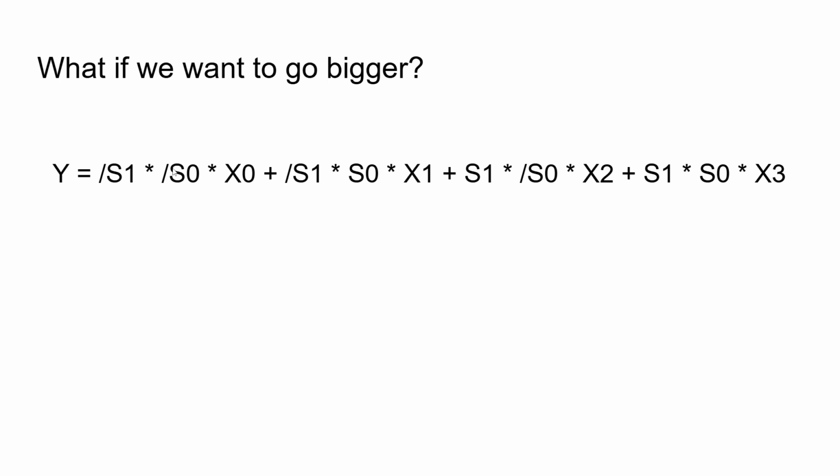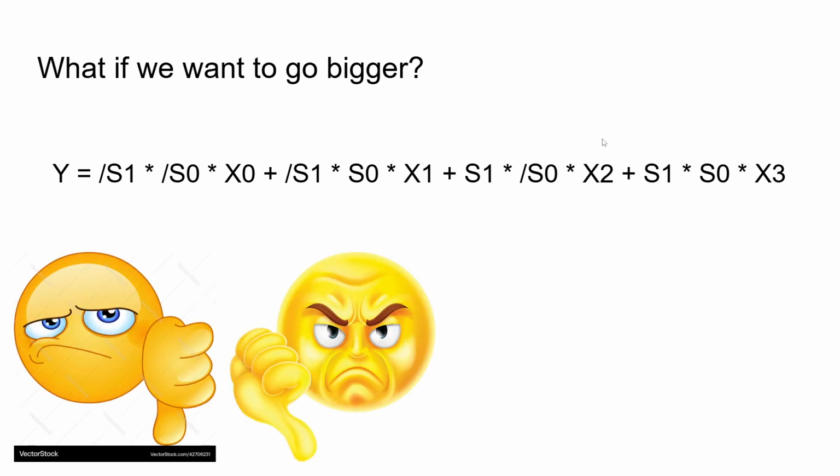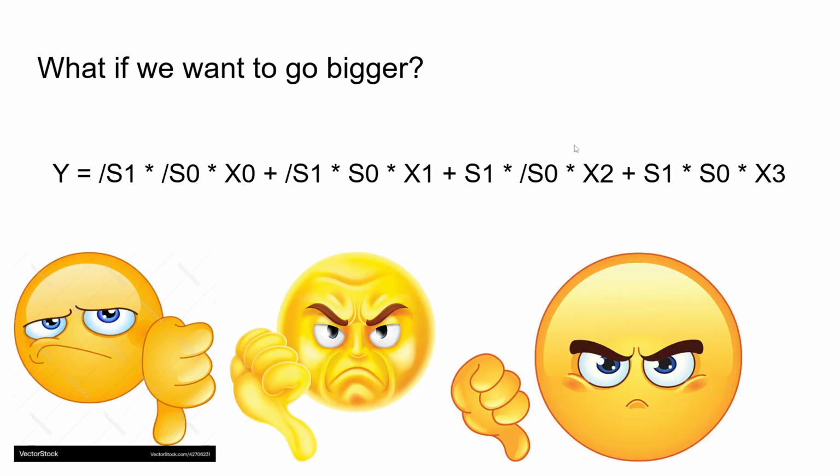When S1 and S0 are both 0, then we allow through X0. But for example, when S1 is 1 and S0 is 0, then 1, 0 is 2, and we want to allow through X2. The same goes for X1 and X3. However, this is just the equation for a 4-input multiplexer, and we already have 12 terms. Something like this is not practical in the real world at all, especially if we have to switch between 8, 16, even 32 inputs. This equation would get way too big.